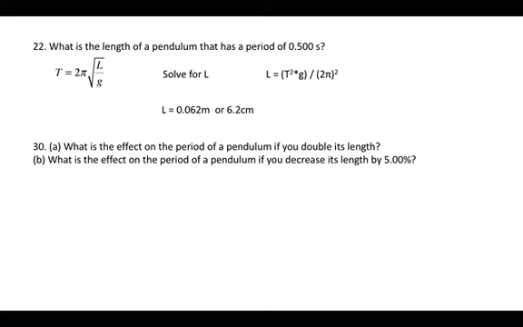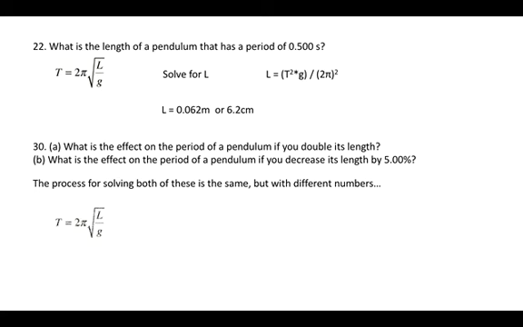The next problem is number 30. We're going to be using a pendulum once again. A says, what is the effect on the period of a pendulum if you double its length? B, what is the effect on the period of the pendulum if you decrease its length by 5%? Now, the process of solving both of these is exactly the same. You just have different numbers. So let's do A first.